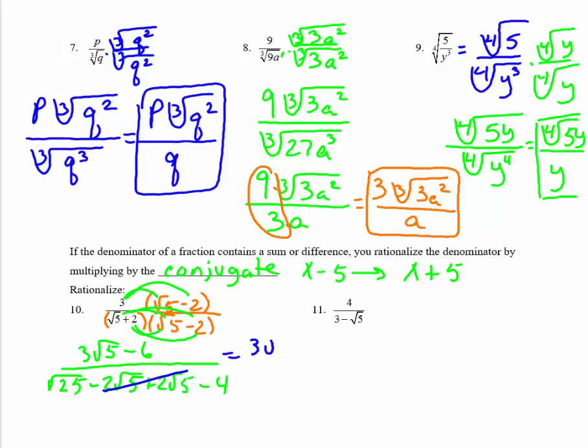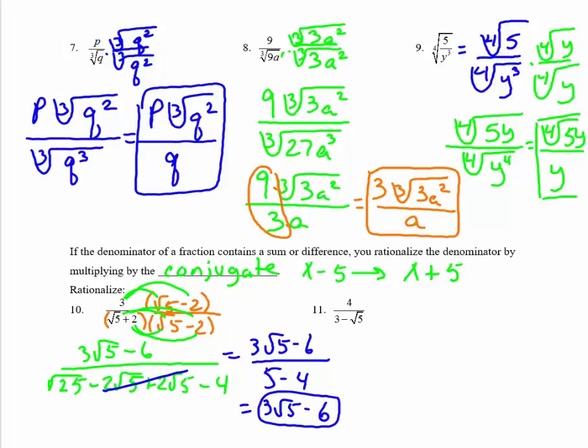So on top I get 3 square root of 5 minus 6 over the square root of 25 is 5, and we get 5 minus 4, which is 1. It's understood to be there, so we don't need to put the 1 in the denominator. So my answer is 3 square root of 5 minus 6.